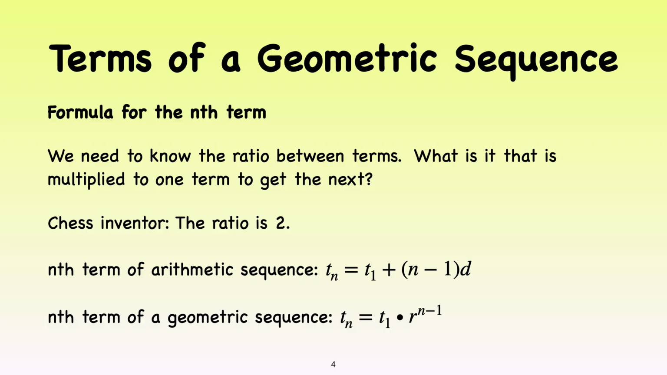And because we are multiplying a number to itself again and again, we can think of that number as being raised to a power. The ratio is raised to a power. One less power than the corresponding number of the term. For example, the 11th term of the sequence will have been multiplied to the ratio 10 times.